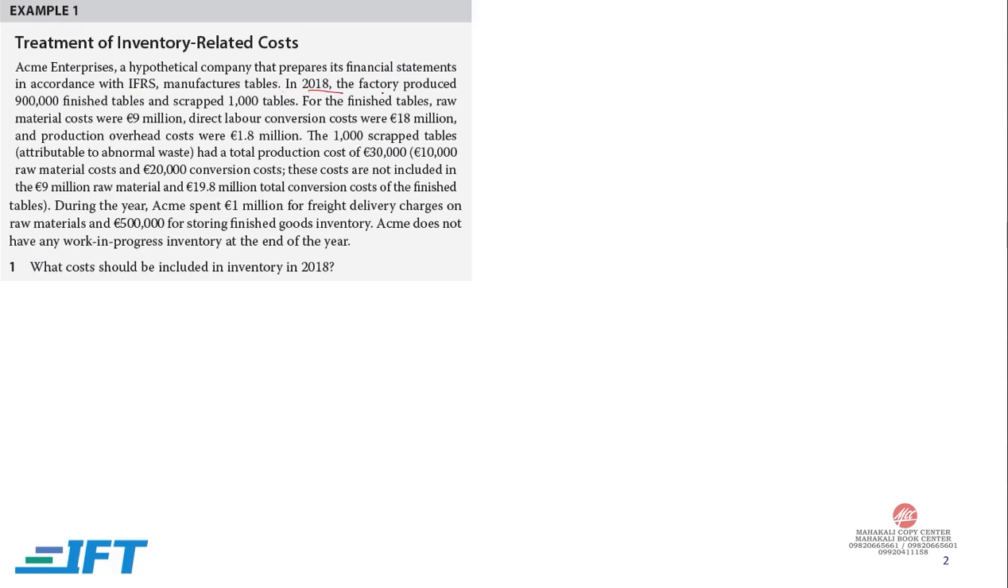In 2018, the factory produced 900,000 finished tables and scrapped 1,000 tables. For the finished tables, raw material costs were 9 million. Direct labor conversion costs were 18 million and production overhead costs were 1.8 million.